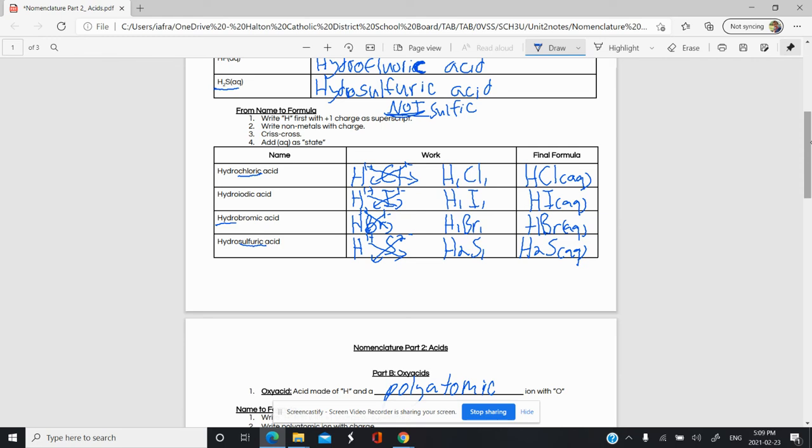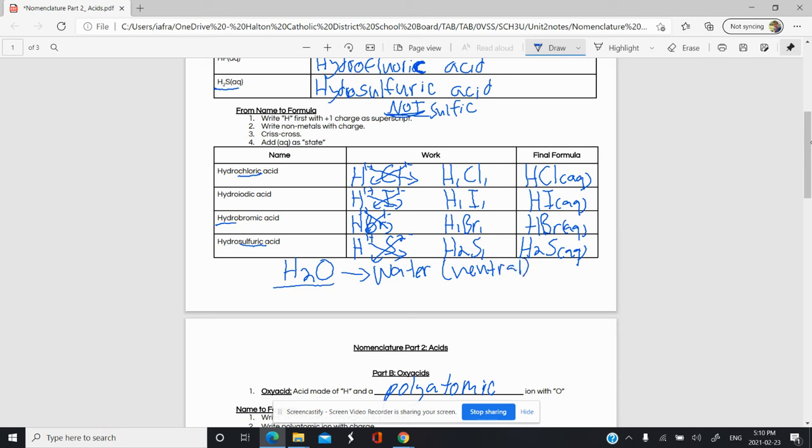Just a little caution here. When we get into naming acids, students really get into it, and they forget that some compounds that start with an H are not acids. So for example, H2O is not hydroxylic acid. This is just water. And this is neutral.